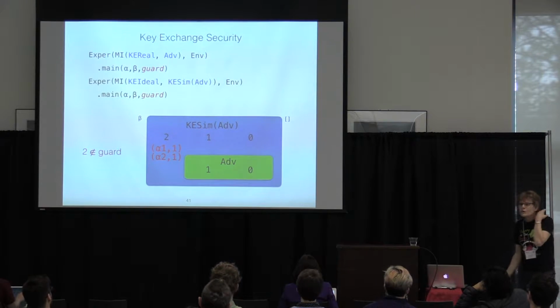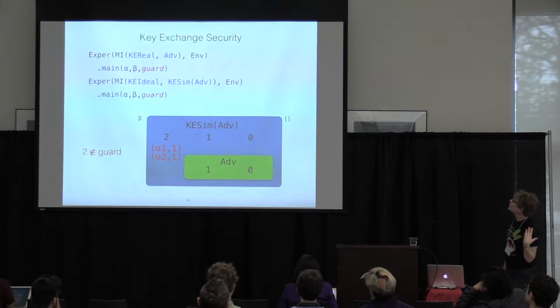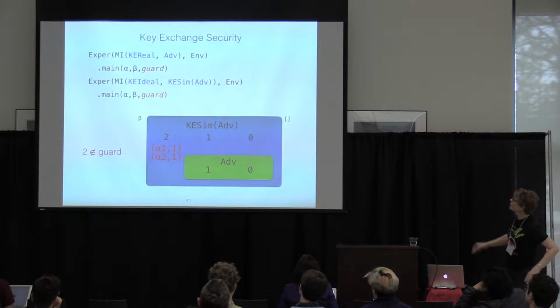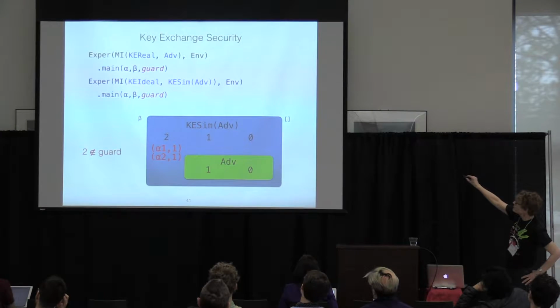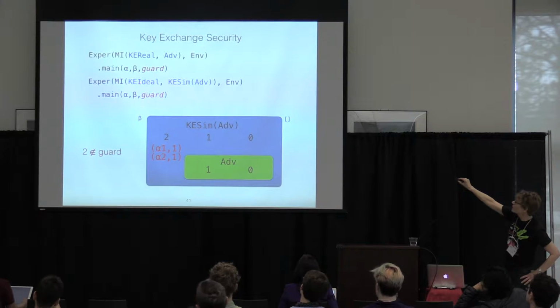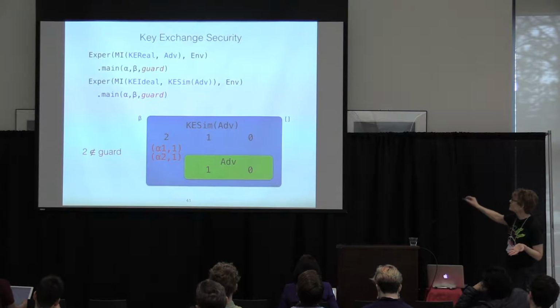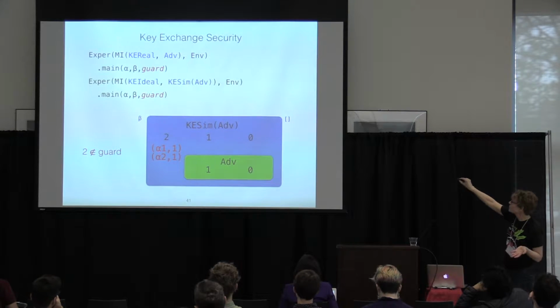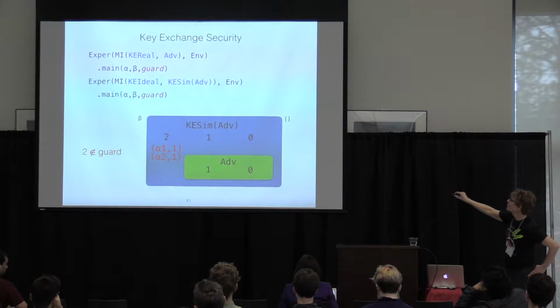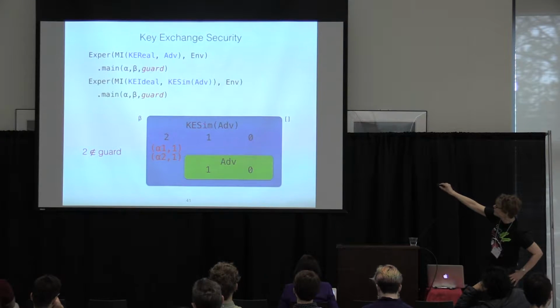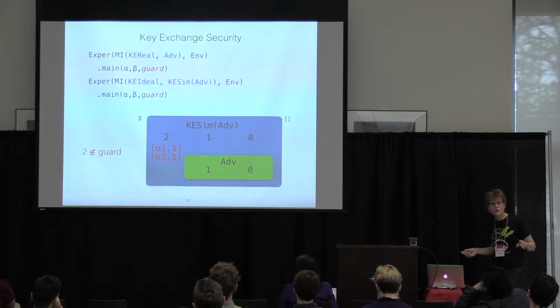So, a tour through the proof. When we prove key exchange security, then we're relating these 2 experiments here, KE real and the adversary and the environment, to KE ideal and a simulator wrapped around the adversary and the environment. And the simulator is diagrammed here. The adversary is responding to these messages to these 2 port indices, 1 and 0, which are just passed through by the simulator. But the ideal functionality communicates to the simulator on this port index 2.